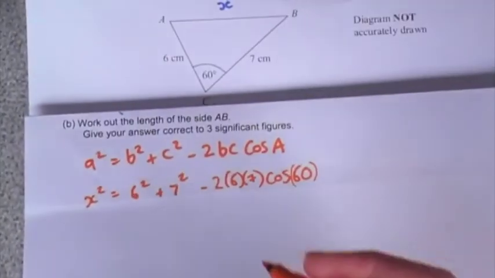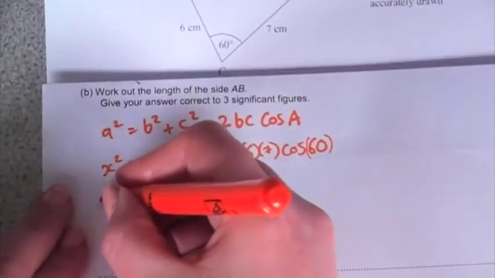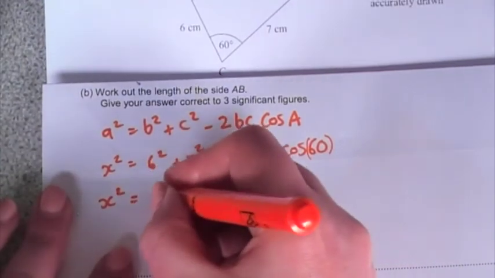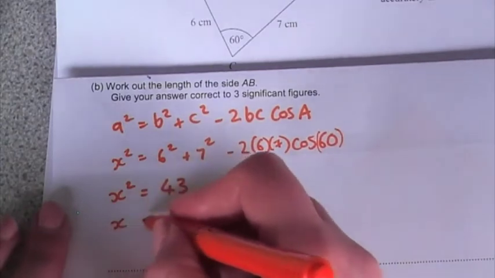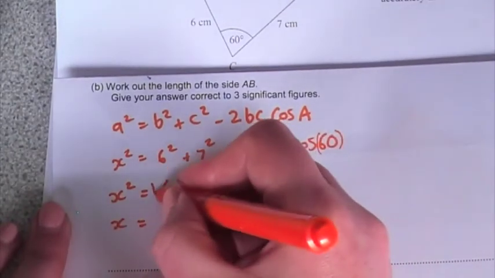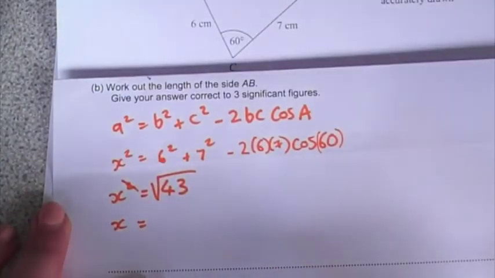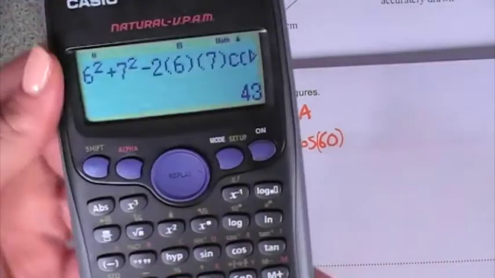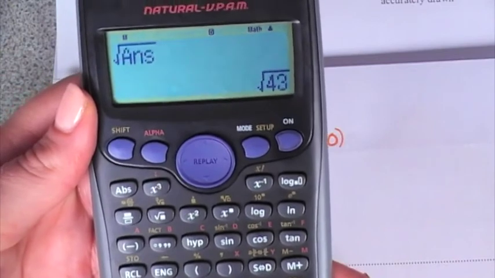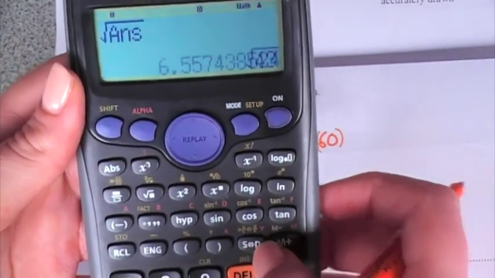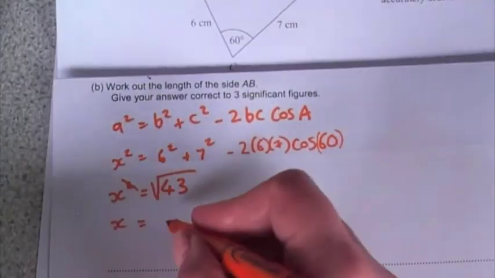43. So x squared equals 43. I don't want x squared, I want x. So x is the root of 43. So there's 43 on my display. I'm pressing root, answer, equals, root 43. Press the SD button.